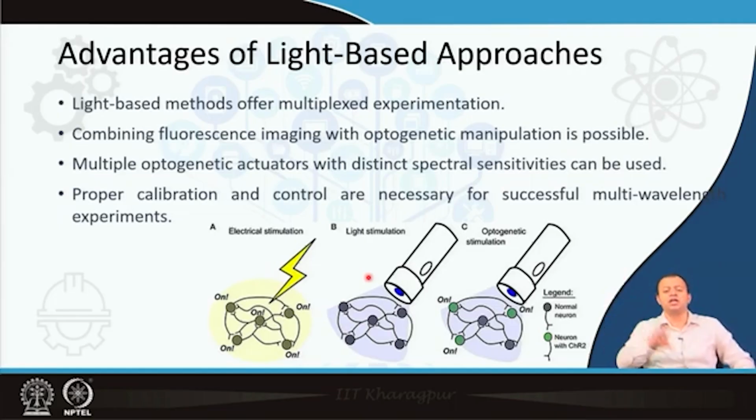Just like logic gate, you can do this and thereby try to figure out what is the combined behavior, what is the overall behavior of the organism. We obviously combine fluorescence imaging with optogenetic manipulation. Multiple optogenetic actuators with distinct spectral sensitivity can be used. The sensitivity is a big part. We can increase or decrease the sensitivity by adding different types of fluorophore.